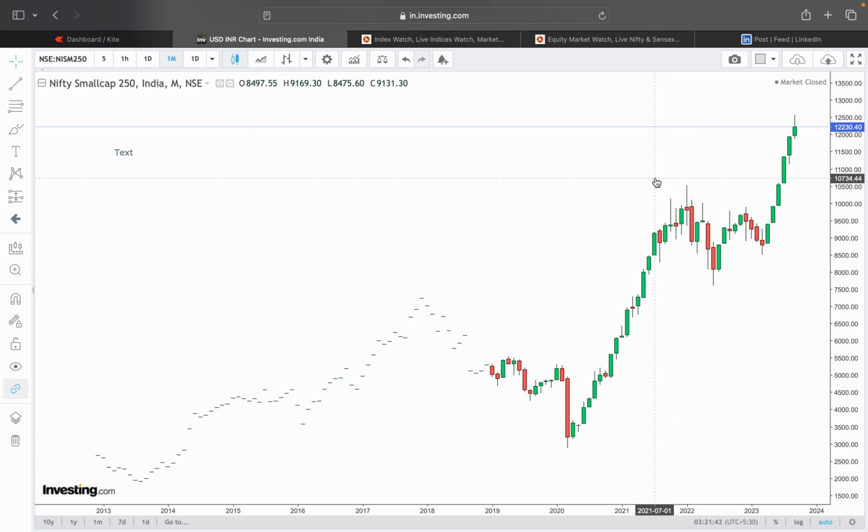If a security is in an uptrend, the question is what do we do then? If a security is in an uptrend, then we have to buy the dip. I will just add this in text here.